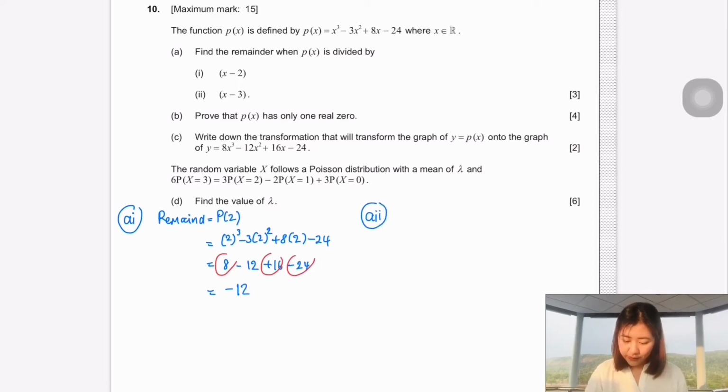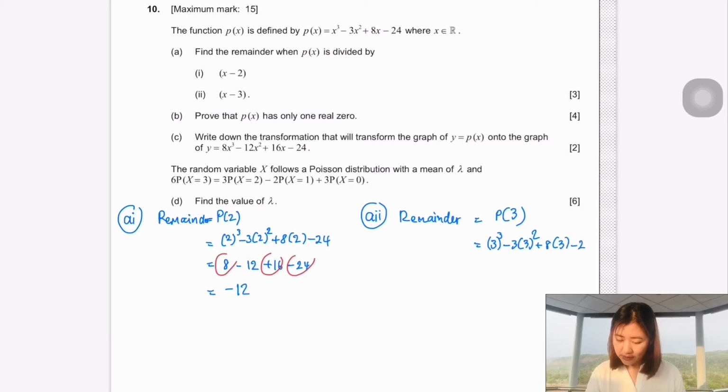(a)(ii) remainder is p(3), right? So (3)³ − 3(3)² + 8 × 3 − 24, 27 − 27 + 24 − 24, which is 0. What does it mean? p(3) equals 0. It means the remainder of p(x) divided by x − 3 is 0. So no remainder, meaning x − 3 is a factor of that p(x), right?